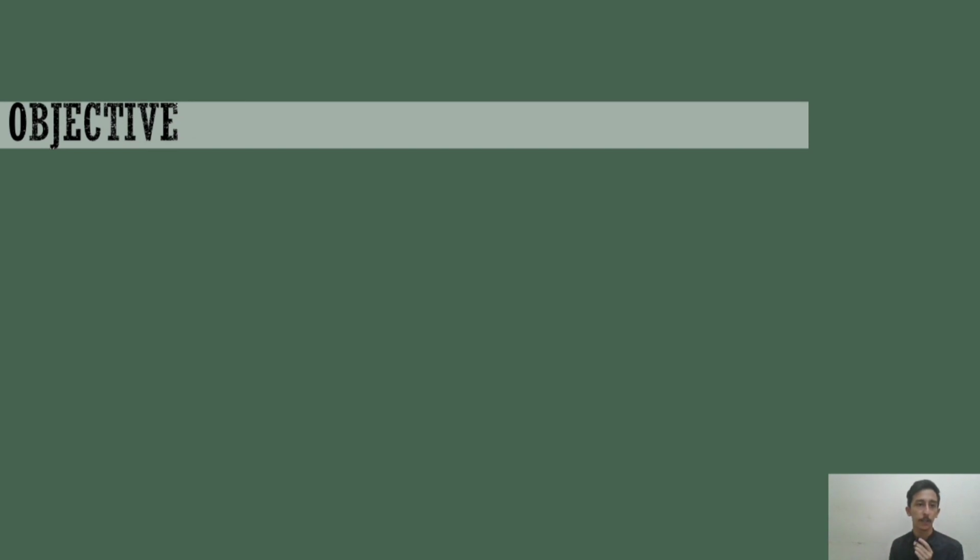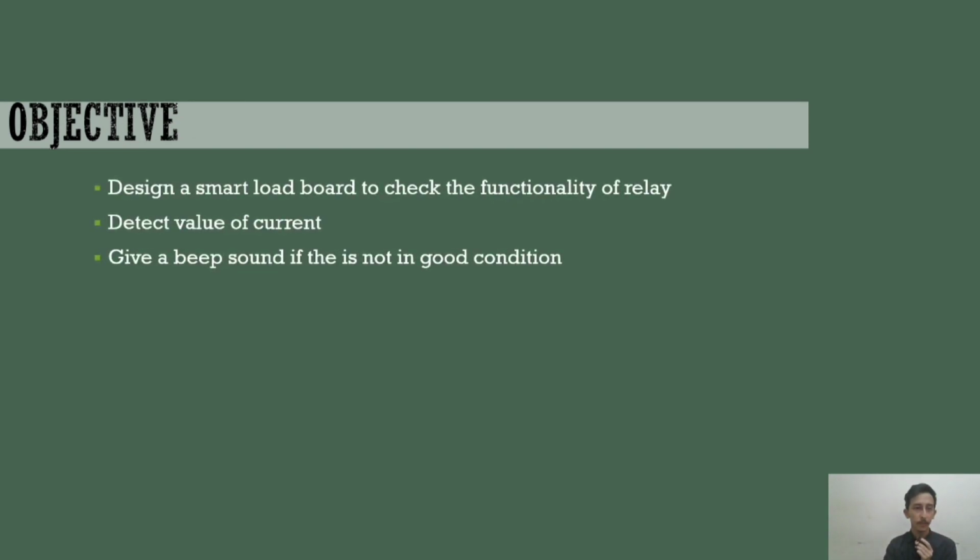Next, I will proceed to the objectives. My first objective is to design a smart board checker to check the functionality of relay. Second, it will detect the value of current. And the last one, it will give a beep sound if the relay is not in a good condition.